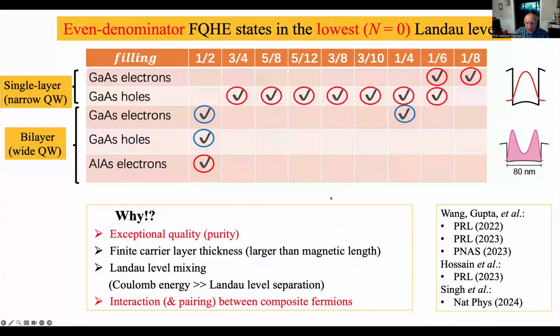So these are some of the references on the right side from our group. So the first question is why? Why are they all showing? All of a sudden, we are seeing these amazing states. The first part of the answer is the exceptional quality, purity of these samples. But the physics also has to do with finite layer thickness, Landau level mixing. I'll talk about that in the next slide.